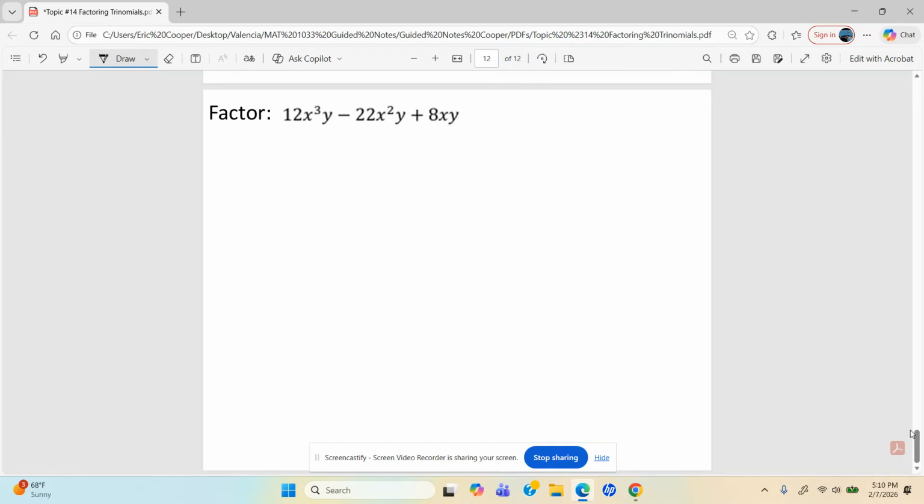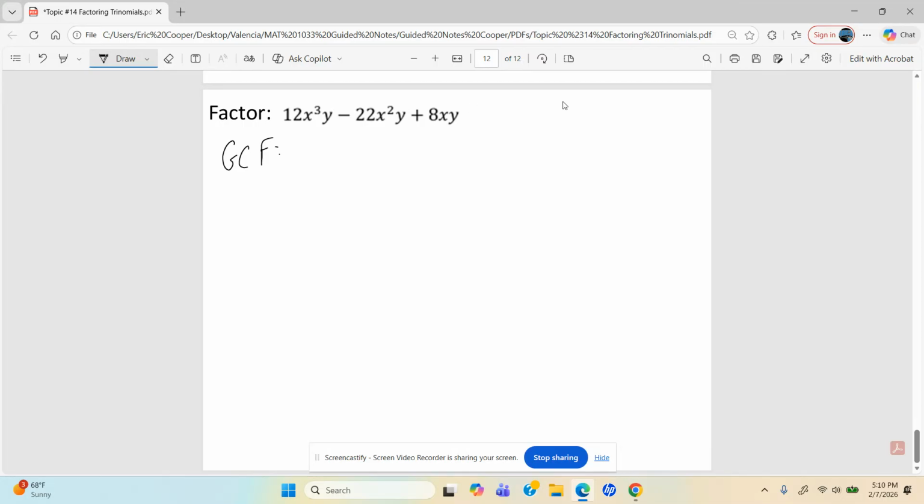Our last problem here, we notice a couple things stick out. One, there's multiple variables in this, but hopefully the thing we notice right away is that we've got 12, 22, and 8, which are all divisible by at least 2, and they all have y's in them, and they all have x's in them. So again, we can take out a GCF, and we have to watch and make sure and see, is there a GCF that we can take out? In this case, 12, 22, and 8.